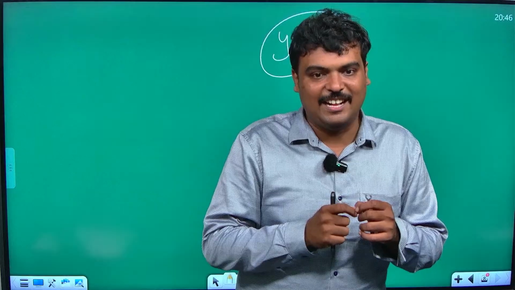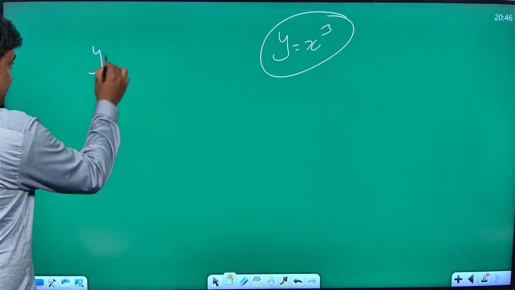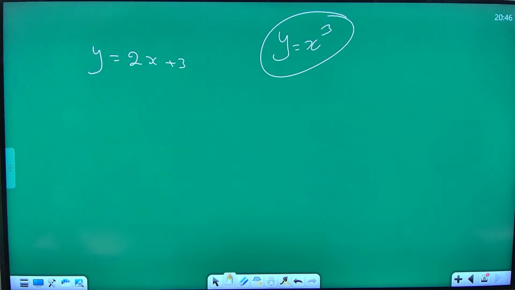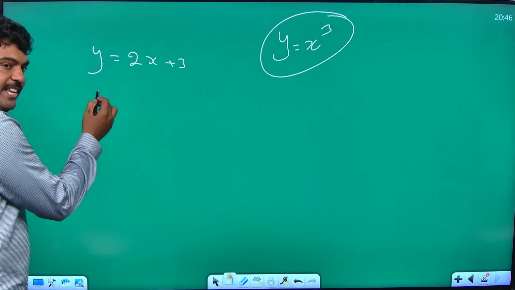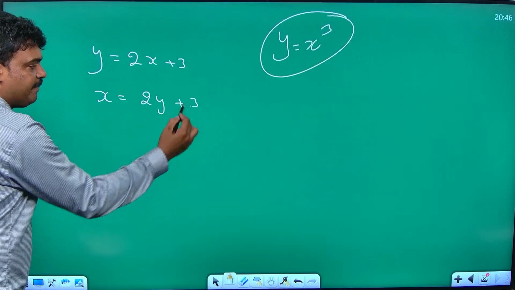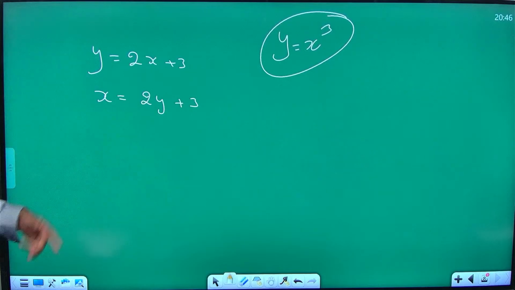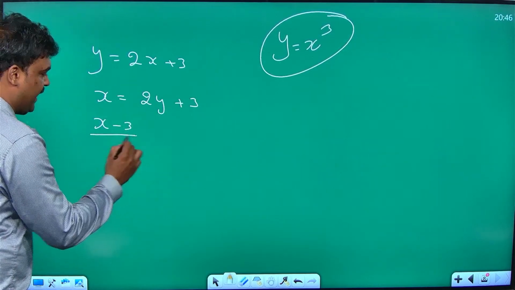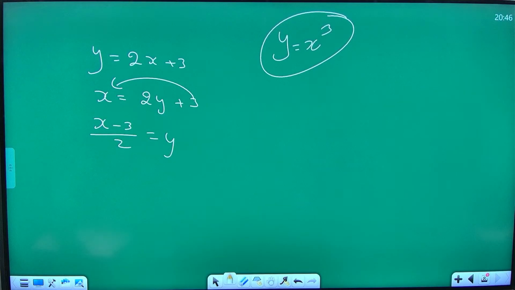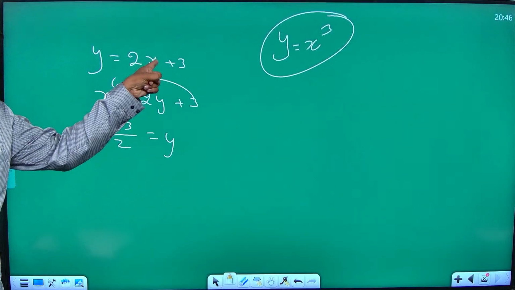What trick? Take the question given here. Now I take a simple example: y is equal to 2x plus 3. Wherever there is x, I will change it to y. Wherever there is y, I will change it to x. So it will become x is equal to 2y plus 3. Now I'll write this function as y is equal to (x minus 3) by 2. This goes here, this comes down. Now if I find the domain for this function, that is going to be the range of the original function.